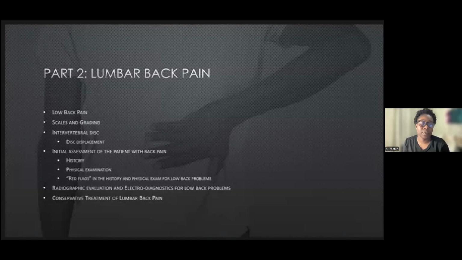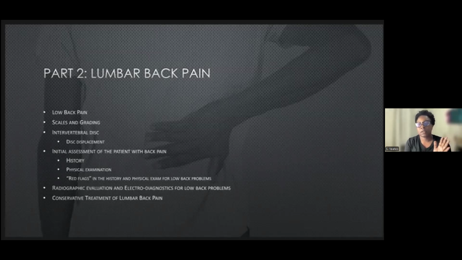back pain. I will be defining lower back pain and talking a little bit about the epidemiology involved. I will also be discussing the scales and grading. I'll touch again on the intervertebral disc and disc displacement, since it is one of the things that attributes to lower back pain. How we work up someone who comes in with lower back pain, focusing on the history, the physical examination, and buzzwords or red flags that we should look out for.